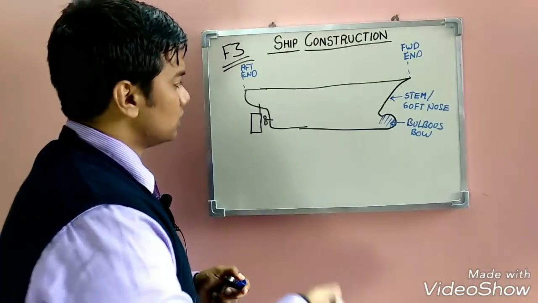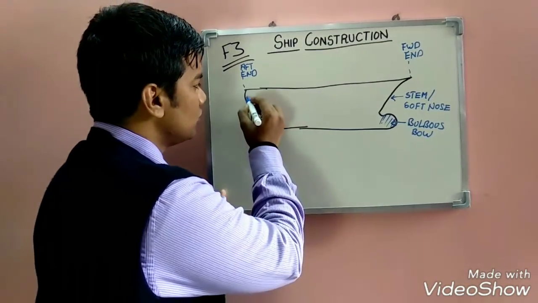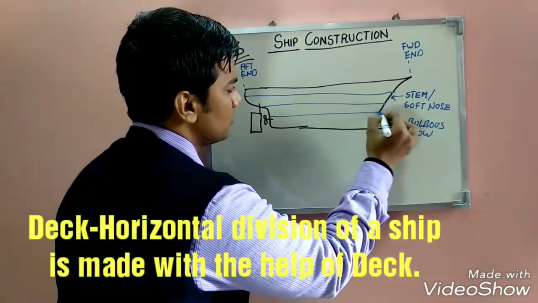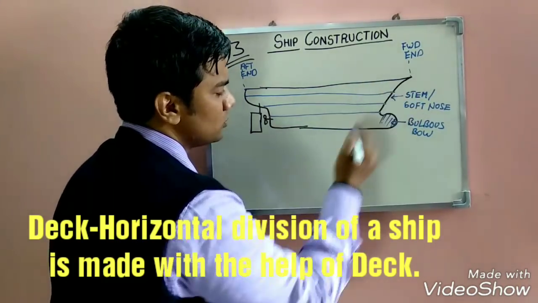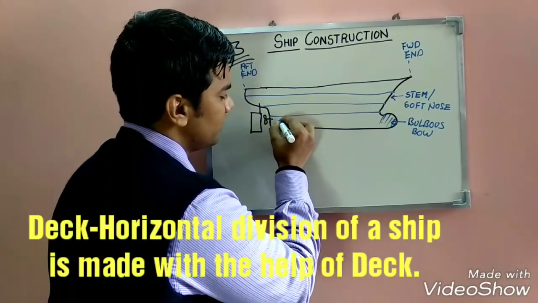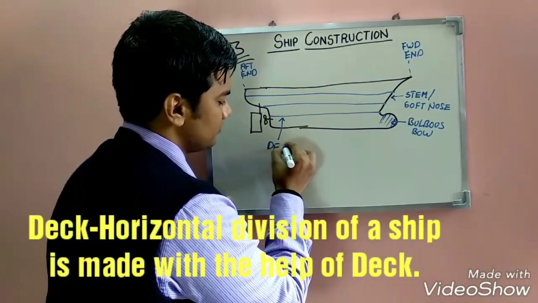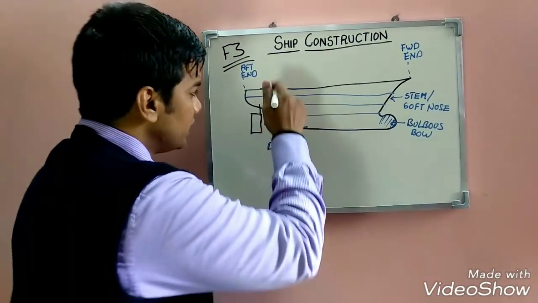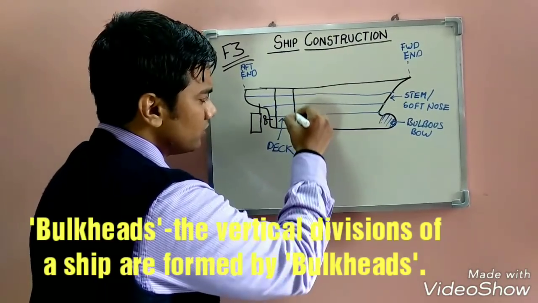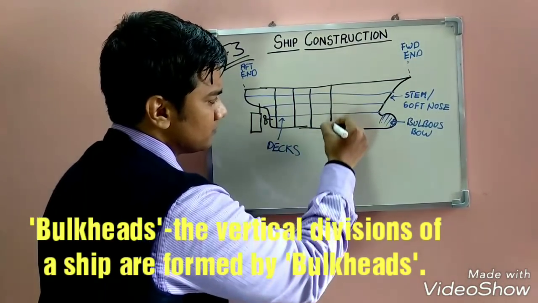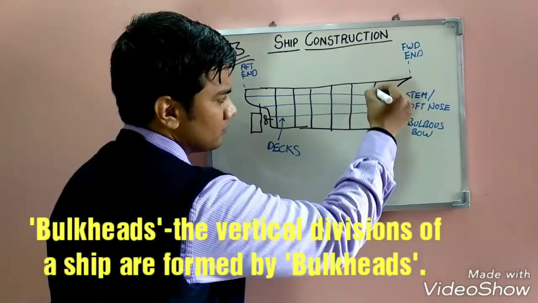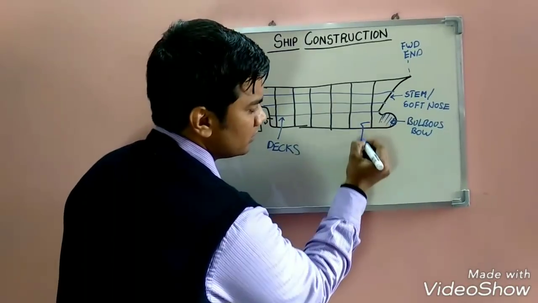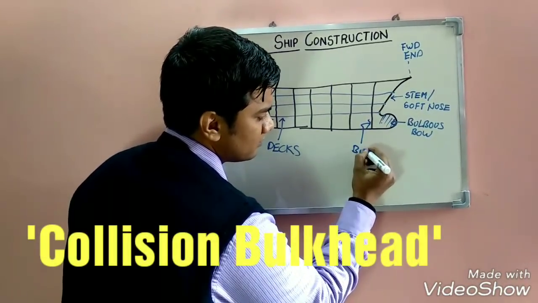Then comes the horizontal divisions of a ship. Now these horizontal divisions of a ship are called decks. The vertical divisions of a ship are called bulkheads. So the vertical divisions, as you can see over here, are called bulkheads.